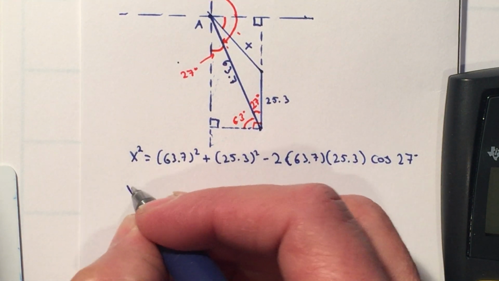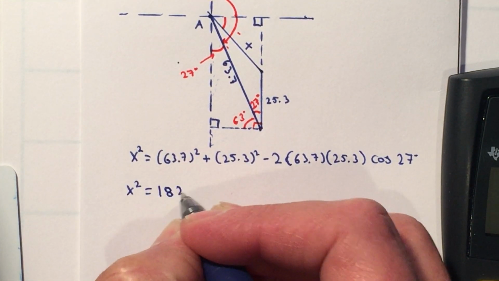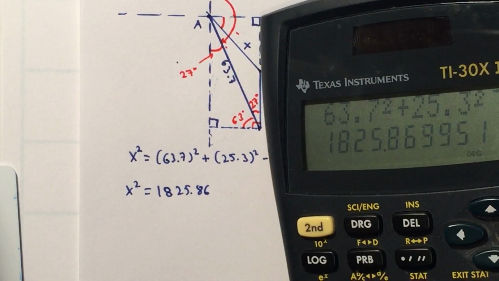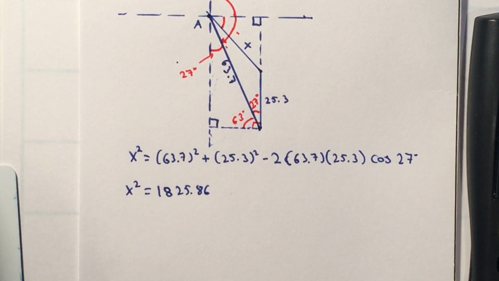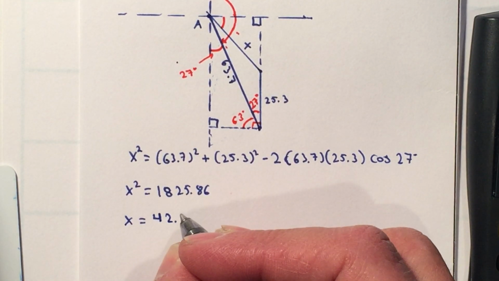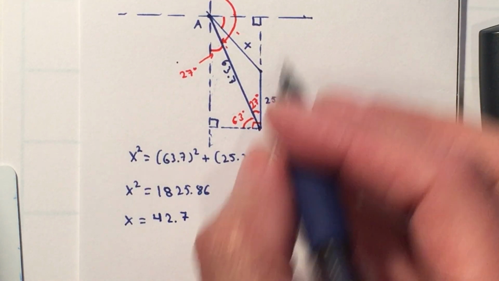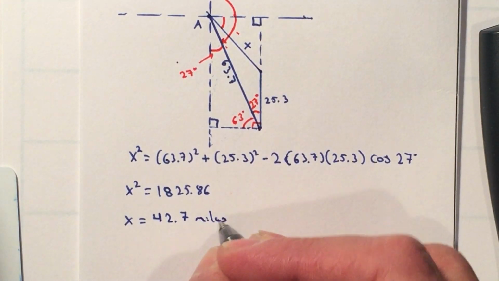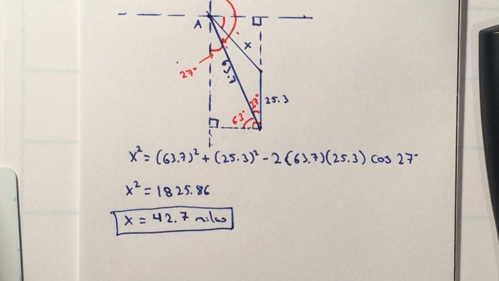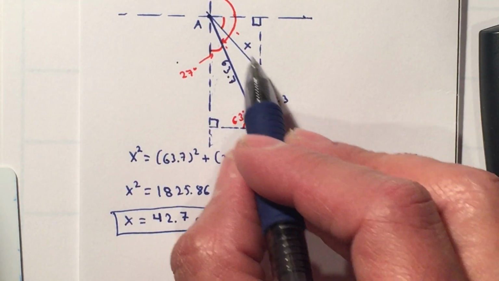So x squared is equal to 1825.86. And I want to leave that in my calculator. So I'm just going to take the square root of my answer, so that way I have a more exact answer. So x is equal to 42.7. And in this case we're talking about miles. And that'll be your answer. That is how far the plane is now from your starting point.